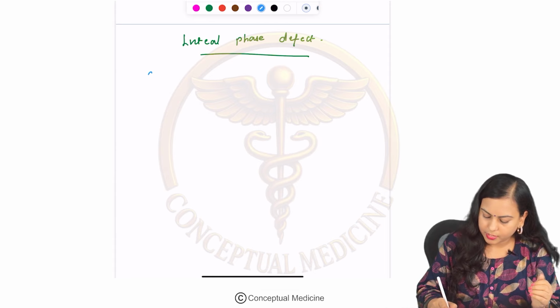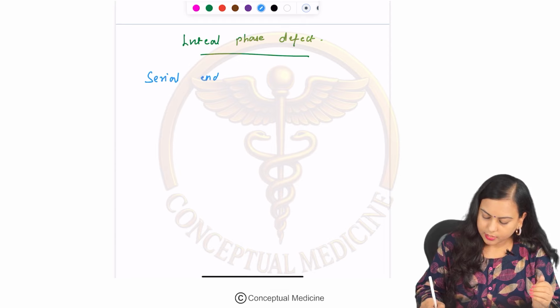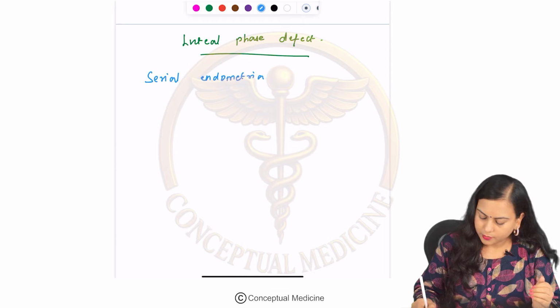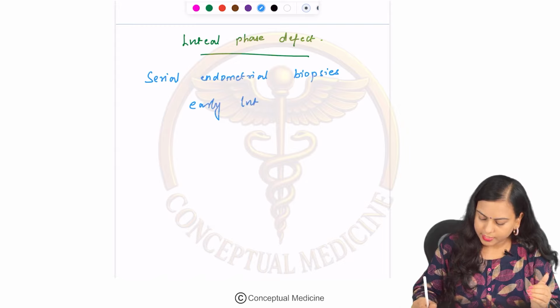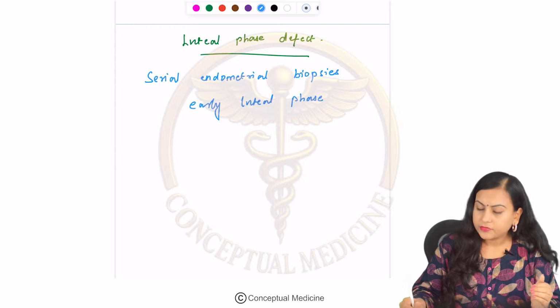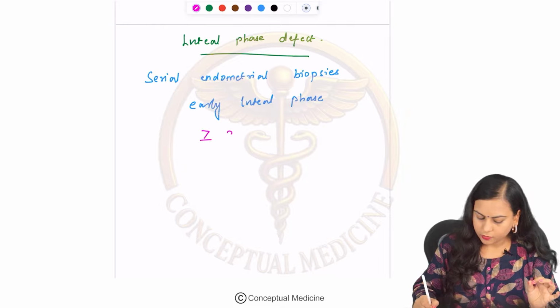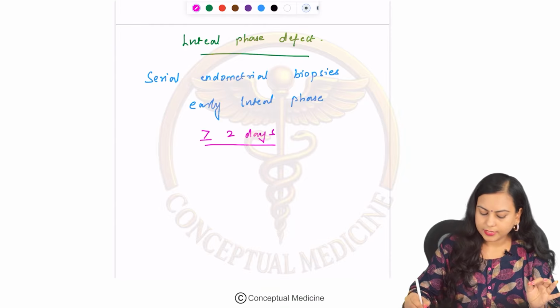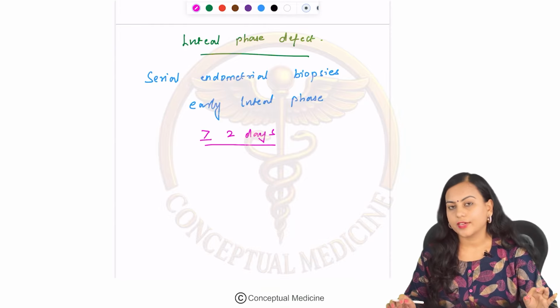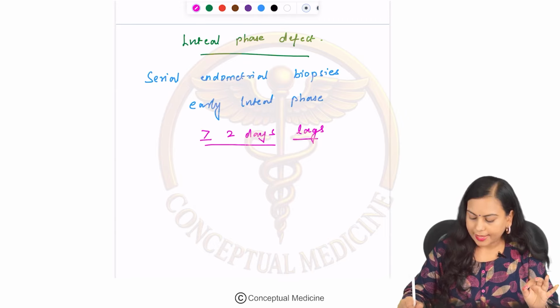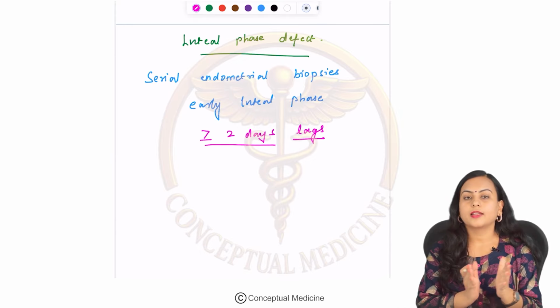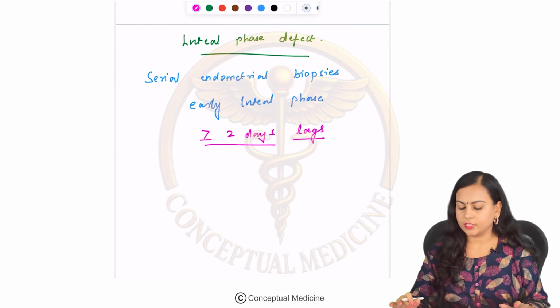Okay, so what is happening here means we will do serial endometrial biopsies from the early luteal phase itself, and if there is a lag of more than or equal to 2 days on histology relative to the actual day of the cycle, then we will call it luteal phase defect. This will be a retrospective diagnosis. Okay, more than 2 days of lag between the histopathology report and the actual day of the cycle. That is luteal phase defect, right?